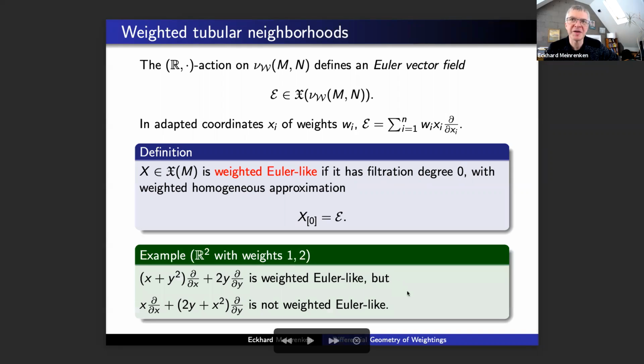So here's a very simple example with R2. The first example is weighted Euler-like because x d by dx plus twice y d by dy, that's the Euler vector field. And this y squared d by dx, that's a higher order perturbation because y has weight 2. So y squared d by dx would have weight 4 minus 1, which is 3. So it's way more than the other parts. The other one is not weighted Euler-like because, again, y has weight 2, but x squared also has weight 2. So this wouldn't count as a higher order perturbation.